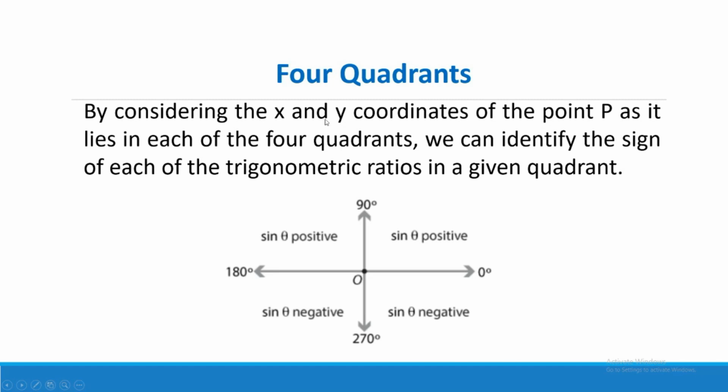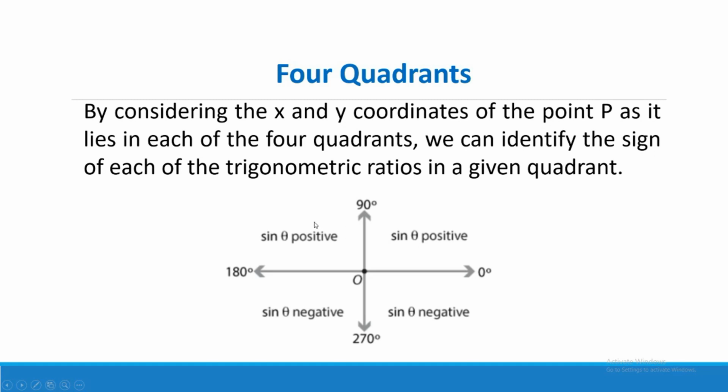By considering the x and y coordinates of the point P as it lies in each of the four quadrants, we can identify the sign of each of the trigonometric ratios in a given quadrant. For the trigonometric function sine theta, all values of sine theta in the first quadrant are positive.